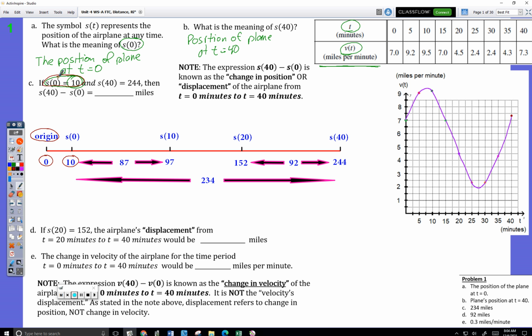Question. Jacob. I thought that S of t's position. Okay, we're back on track. 2 points. Anybody else?